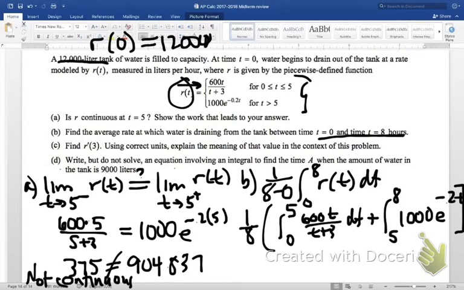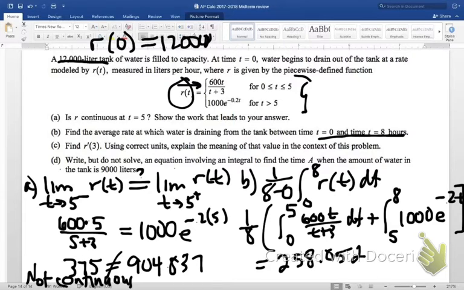Okay, that just gets plugged into your calculator. All right, hopefully by now you know how to do that integral. And then don't forget to divide by 8. You get 258.052.